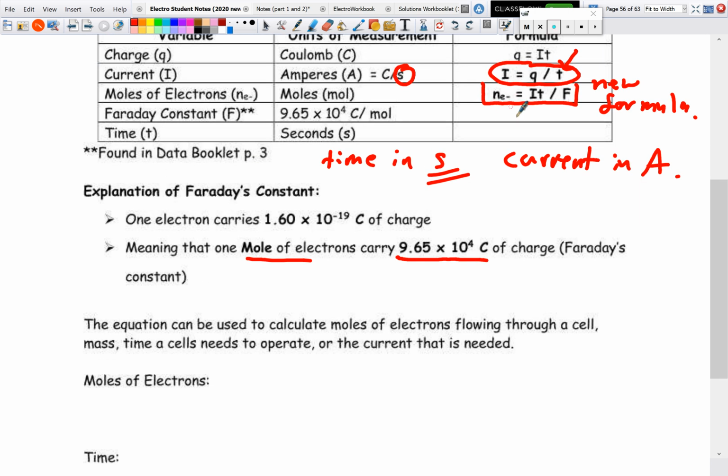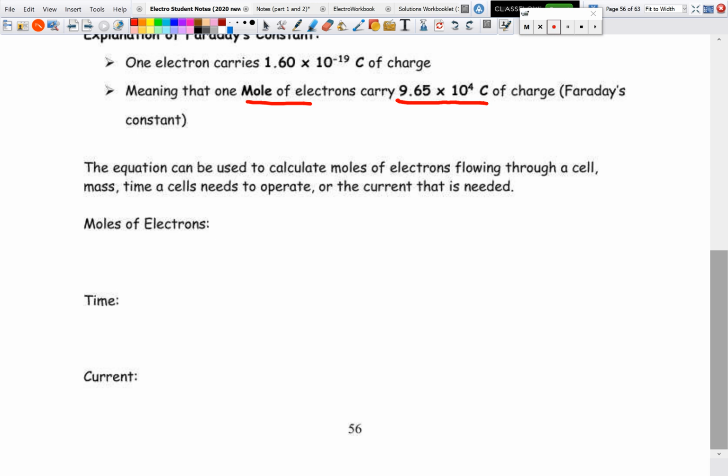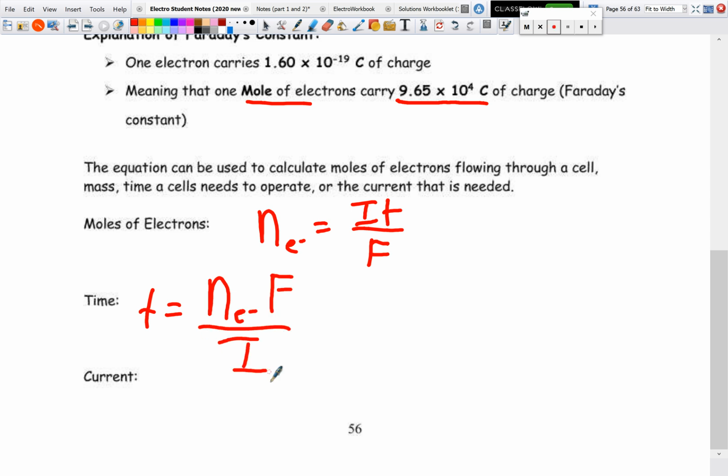Now, our formula here: number of moles of electrons equals IT over F. Of course, we can rearrange this equation and solve for time. If we need to isolate it, we multiply both sides by F, Faraday's constant, and divide by current, and we get our formula: time is equal to number of moles of electrons times Faraday's constant all over current. And if we wanted to solve for current, I is just equal to number of moles of electrons times Faraday's constant all over time.